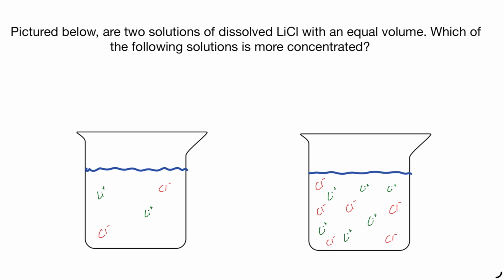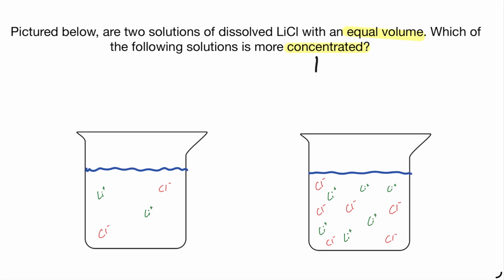So there's a couple of things I can discern from this. First of all, an equal volume. That's going to be important later. But if you ever see something like that in a question that sounds important, just highlight it. It's going to be important. Which of the following solutions is more concentrated? That's important because that's what I'm trying to prove here. Which solution is more concentrated?